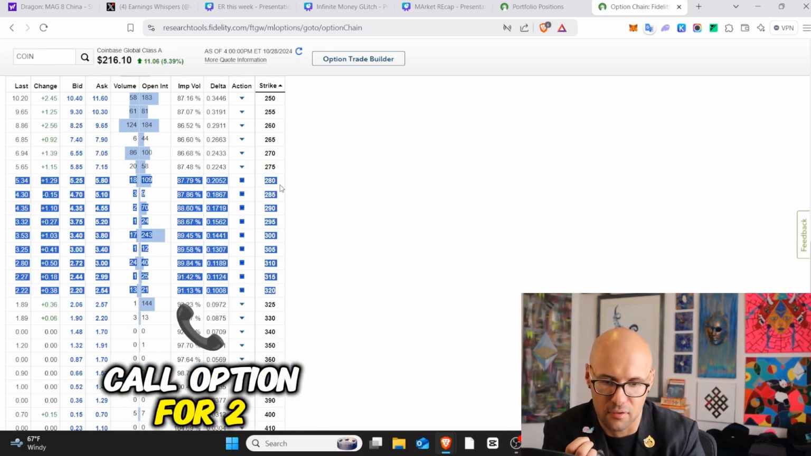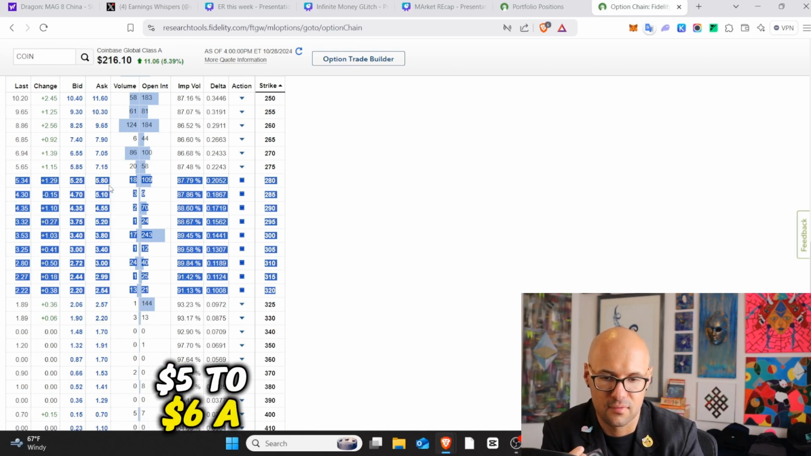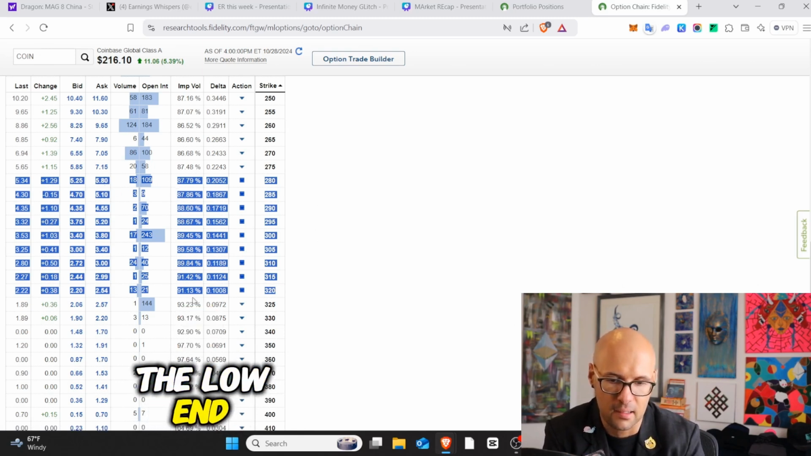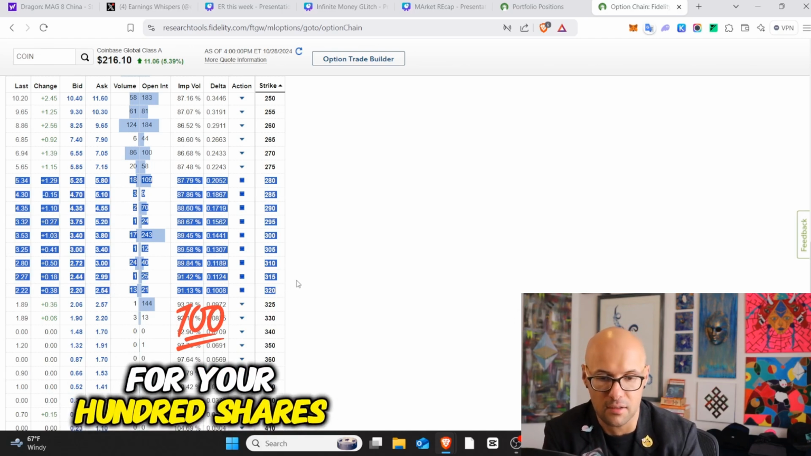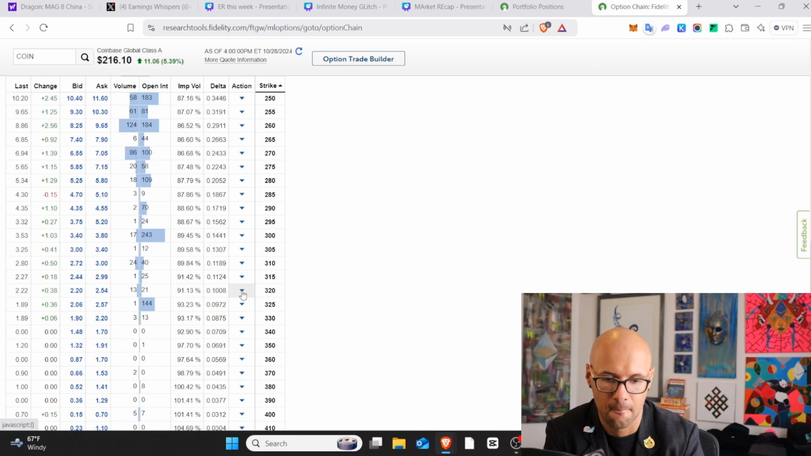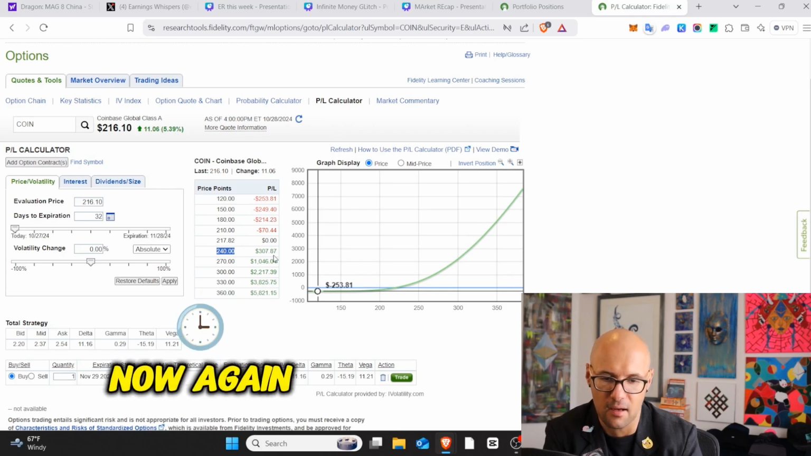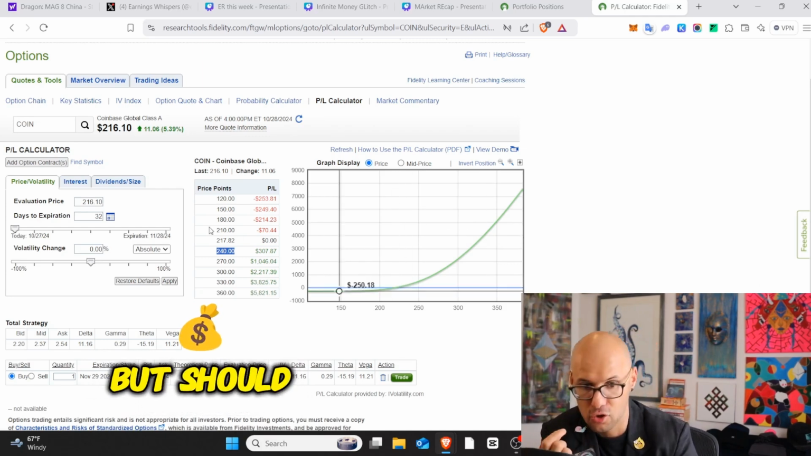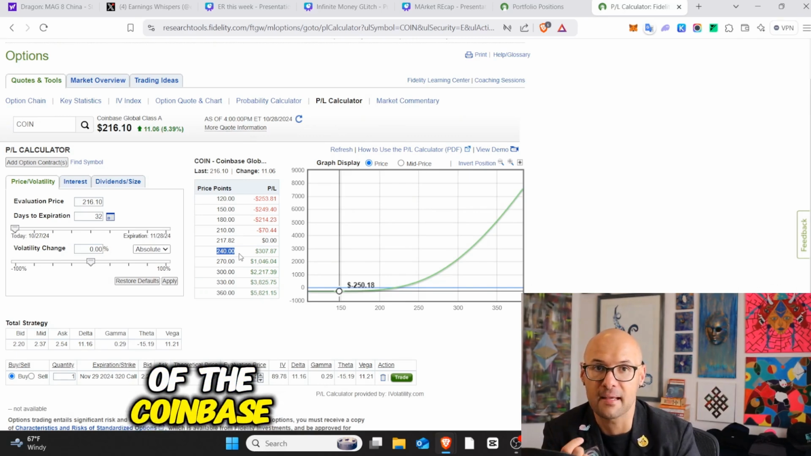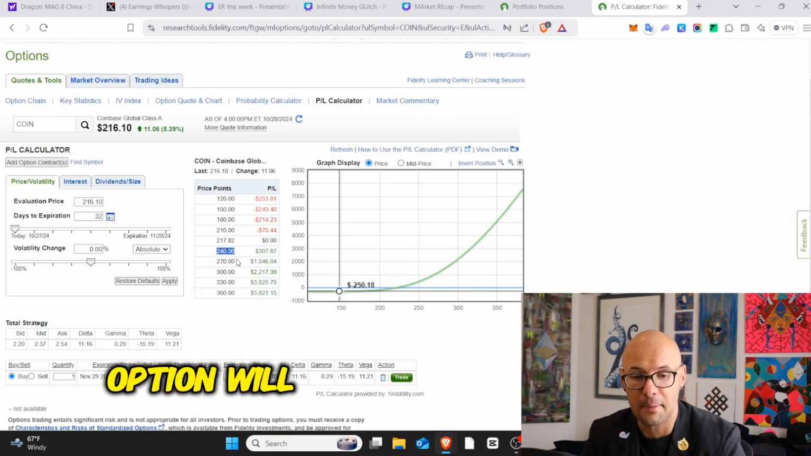If you sell a call option for a 280 strike price, you can make about $5 to $6 a share. If you go on the low end, you can make about $2 to $2.50 a share for your 100 shares. So let's model the 320. At 240, the option will make money. Now again, at 240 it is not exercisable because the strike price is 320. But should the price of Coinbase go up to 240 soon, then the call option will actually have value.